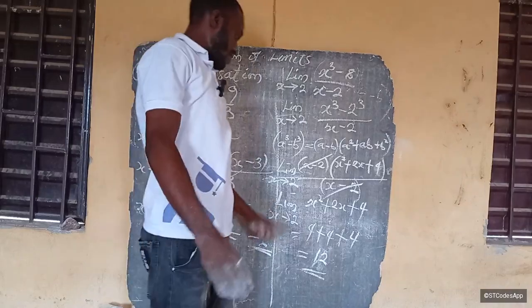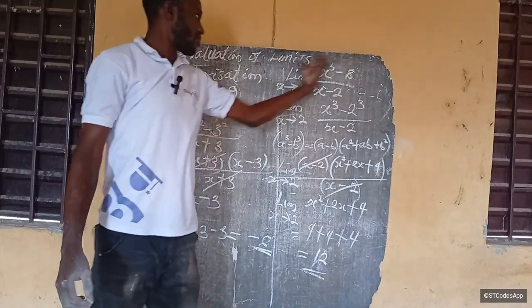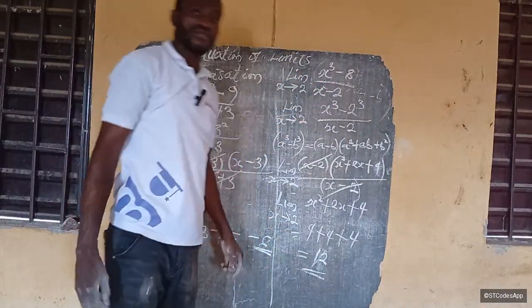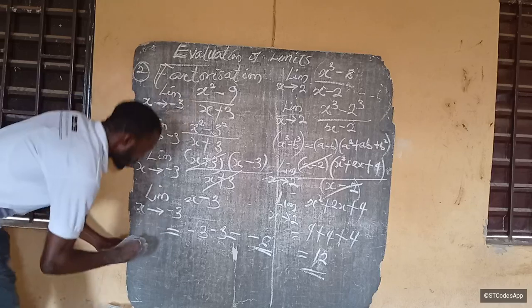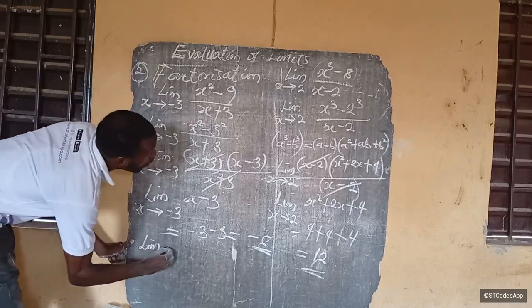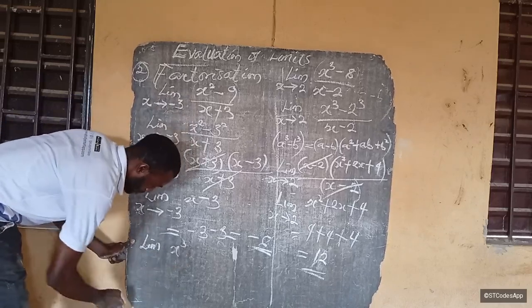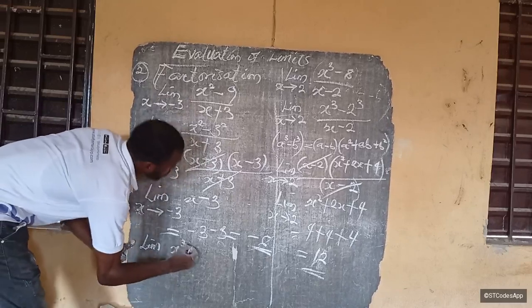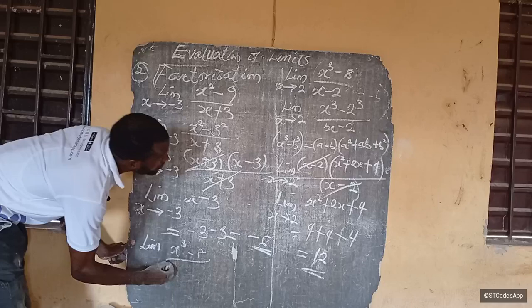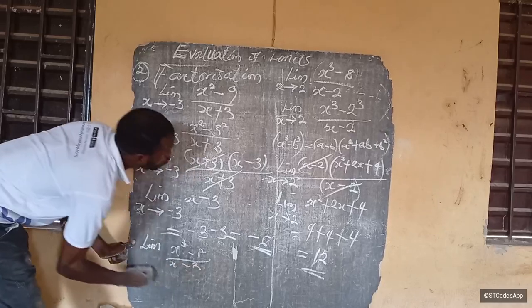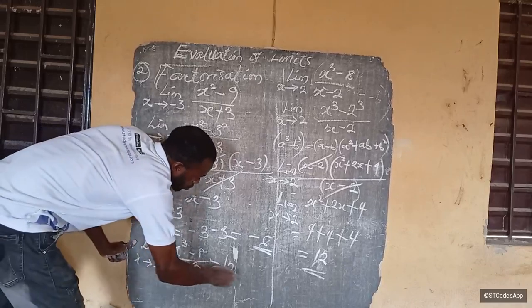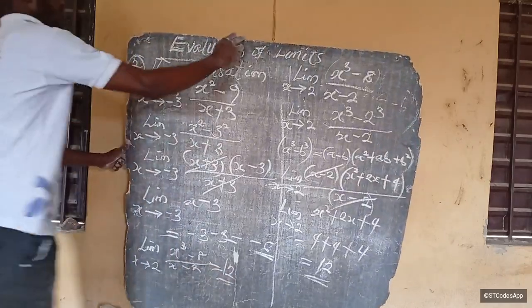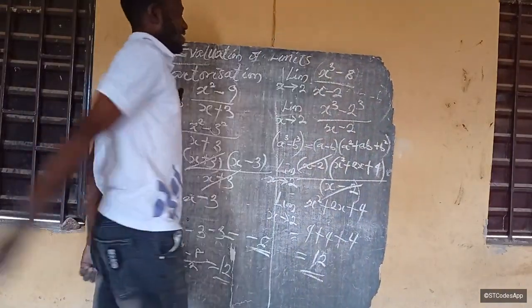So the limit of our function is what? 12. Does that make sense? In the correct notation, the limit of x cubed minus 8 over x minus 2 as x approaches 2 is equal to 12. So that's the correct way to write that.